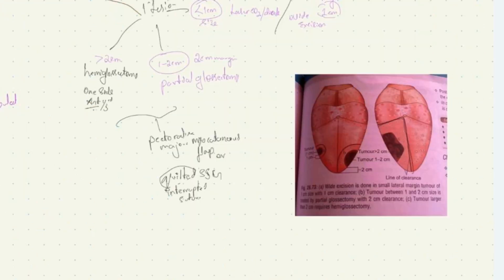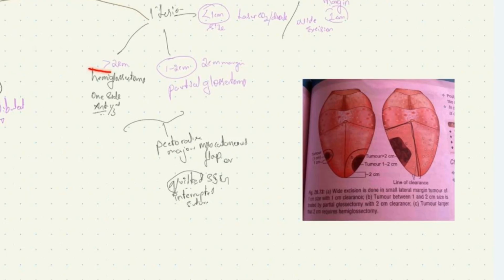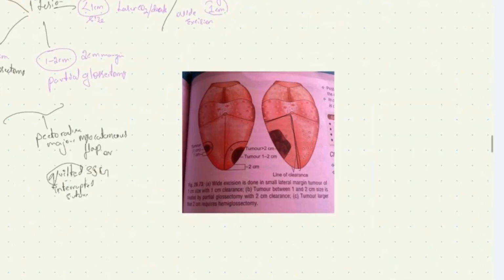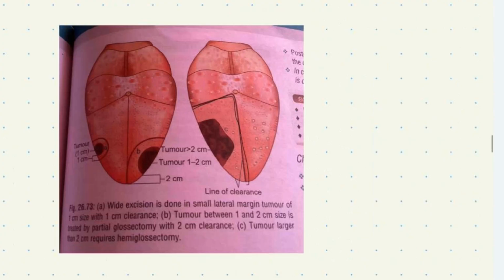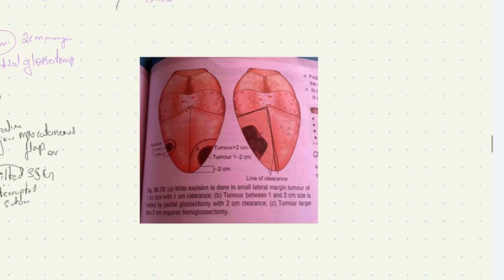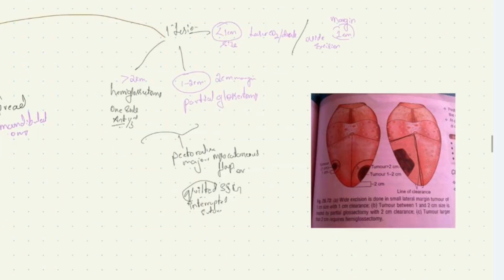If the lesion is more than 2 centimeter, we perform hemiglossectomy, that is the resection of half of the tongue from the tip of the tongue to the sulcus terminalis. All of the half of the tongue will be removed if the lesion is more than 2 centimeter. Following that, we are left with the defect, which we will close by pectoralis major myocutaneous flap, or we can also do quilled skin split screen grafting.